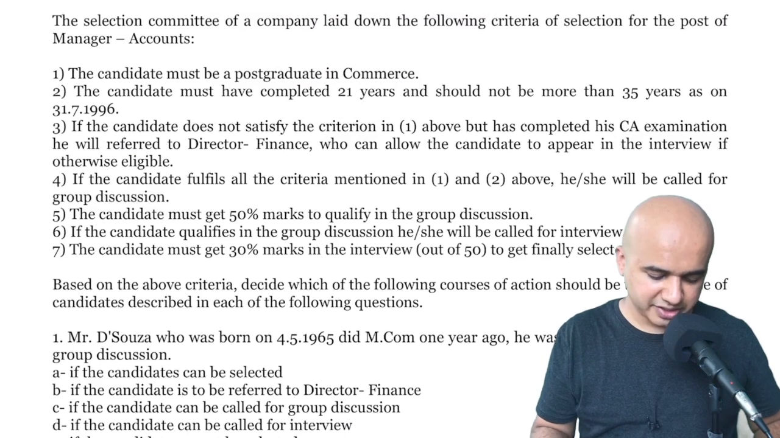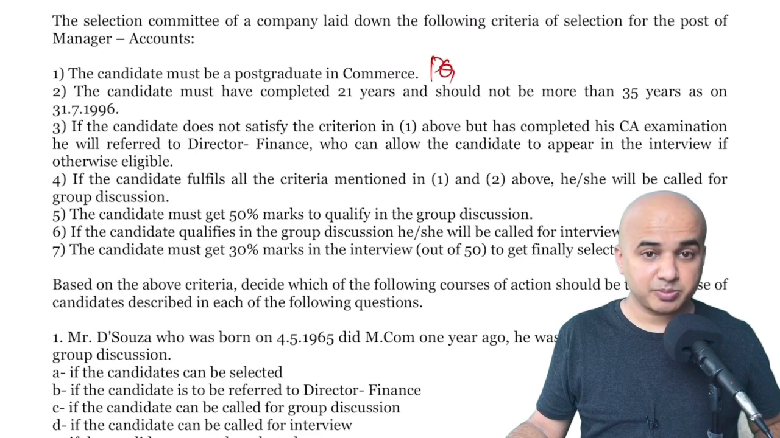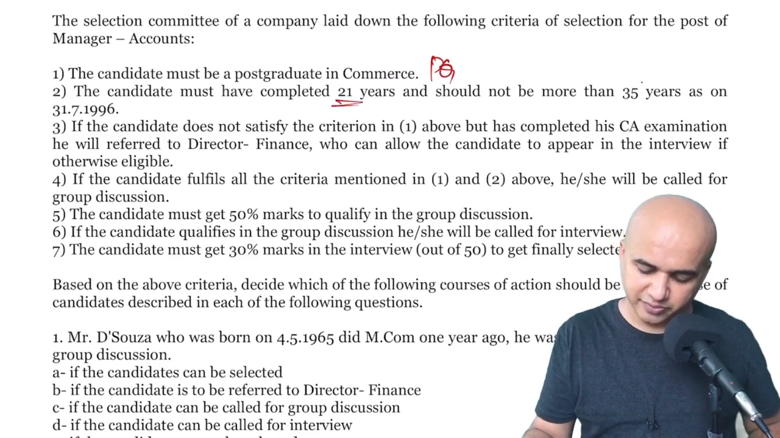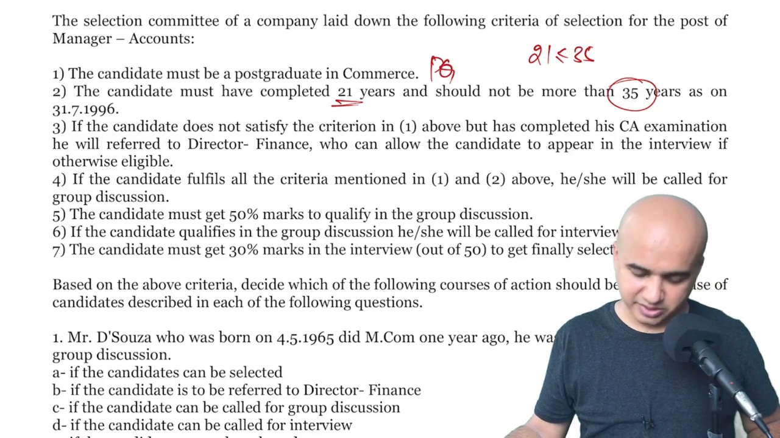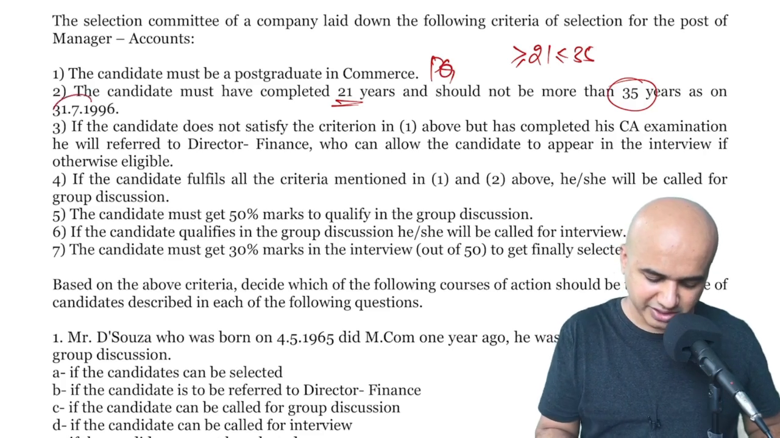The first condition says the candidate must be a postgraduate. PG. The candidate must have completed 21 years and should not be more than 35 years. So that fellow should be greater than or equal to 21 and less than or equal to 35 years, as on this date.